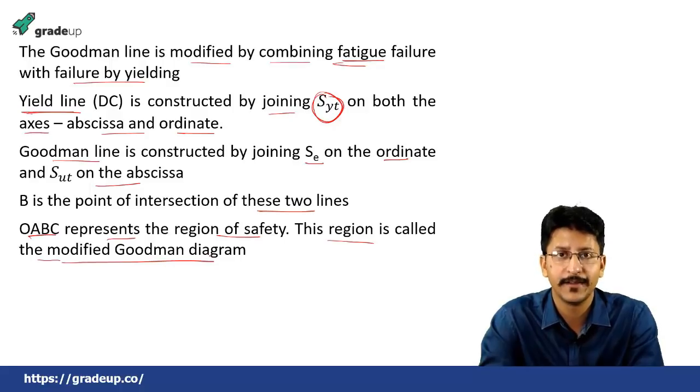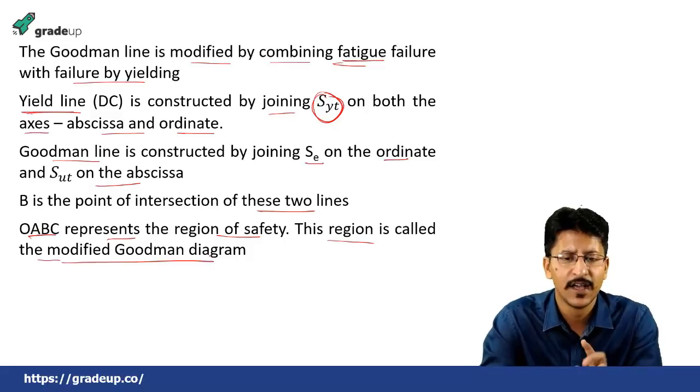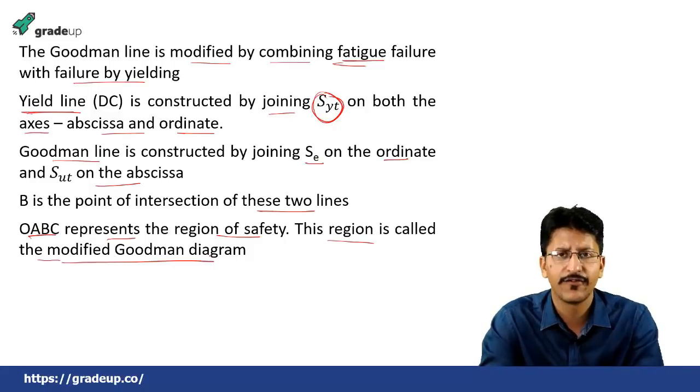the modified Goodman diagram for the case of a component subjected to bending, not for torsion, just for bending. So a question on this will be taken up for you as an example, or there is one question that was asked in GATE 2018, that will be taken up for you.